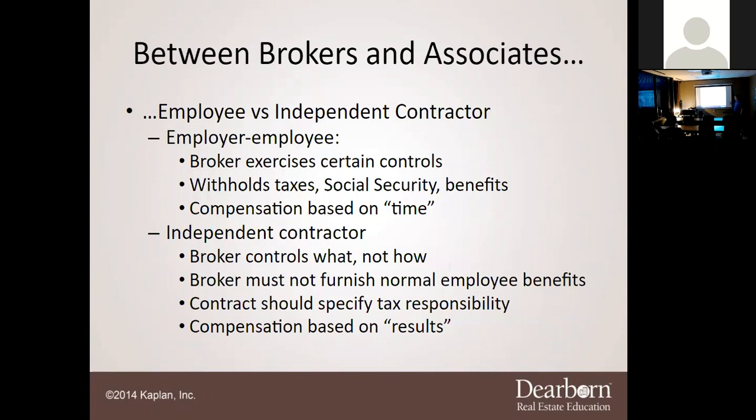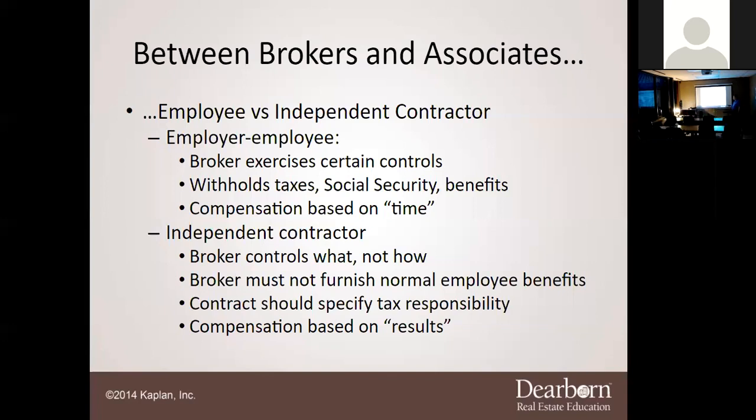Now, an employee-employer relationship is where the broker exercises certain controls. I say, okay, Cody, you're an employee of mine. You need to be here 8 a.m. to 5 p.m. Monday through Friday. You'll be doing everything I tell you. You'll go sit here and do this and how this and when, why, who, what, when. I tell you everything and you can't question it. Okay? So I have control over you. However, I have to withhold taxes, Social Security, and benefits. The compensation is going to be, and this is the key one, based off of time. So in that situation, it's going to be based off of time.